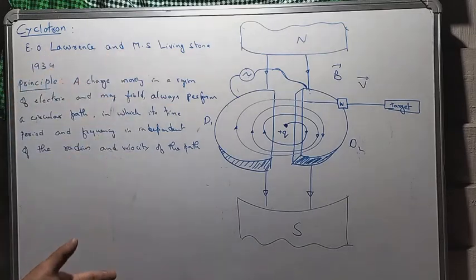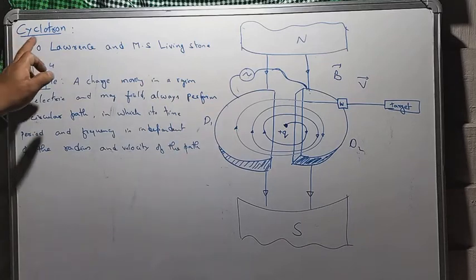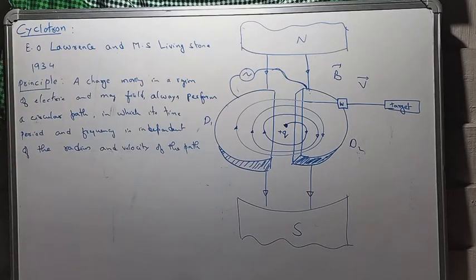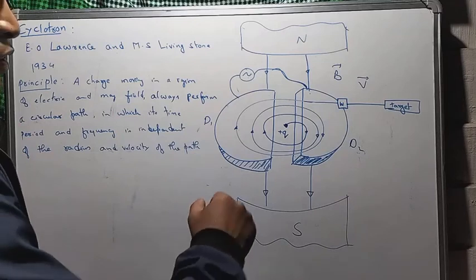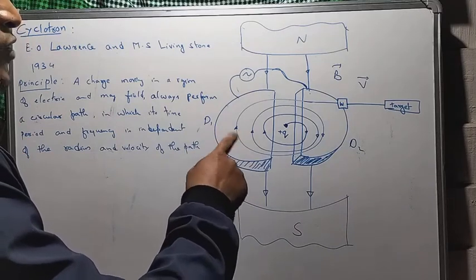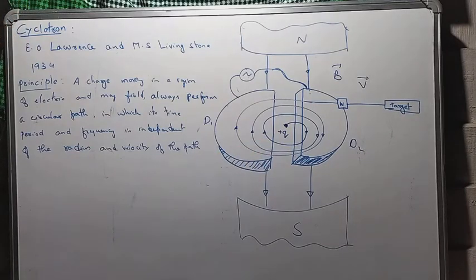These two scientists discovered one device and they called that device a cyclotron. So a cyclotron, according to them, is a device which is used to accelerate a charged particle to a very large energy.